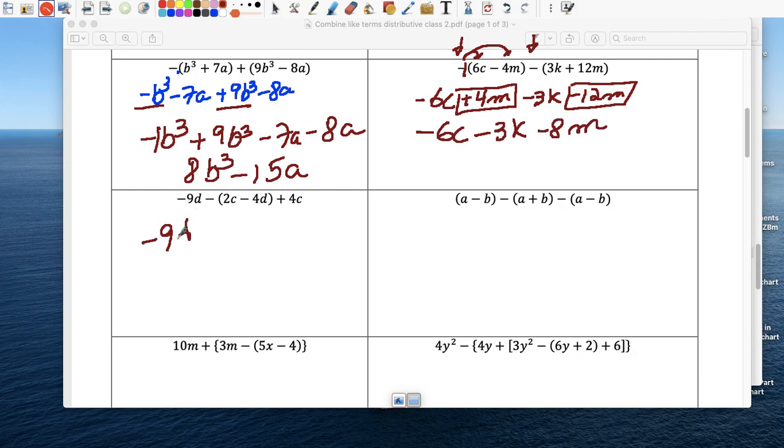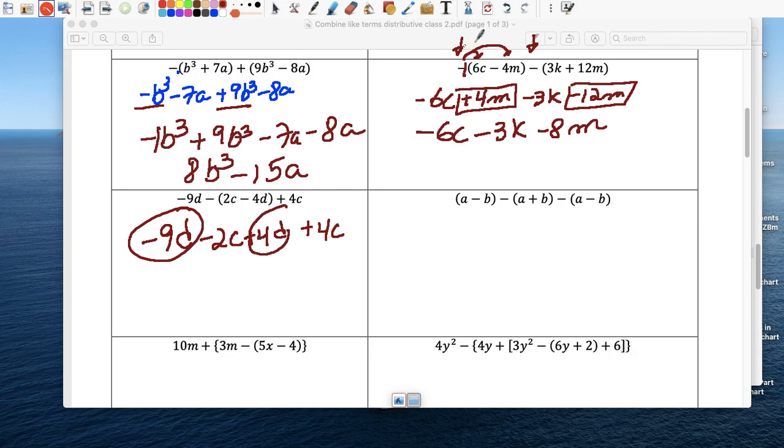Negative 9d, there's a minus sign in front of the parentheses. So once I remove the parentheses, I have to make sure I change the 2c to negative 2c and that 4d to positive 4d. And then plus 4c. Combine like terms. This guy and this guy.